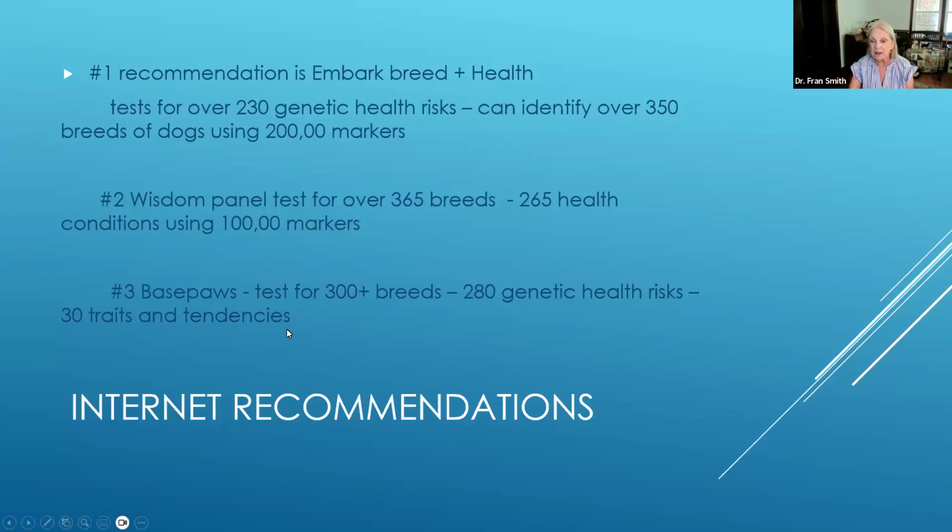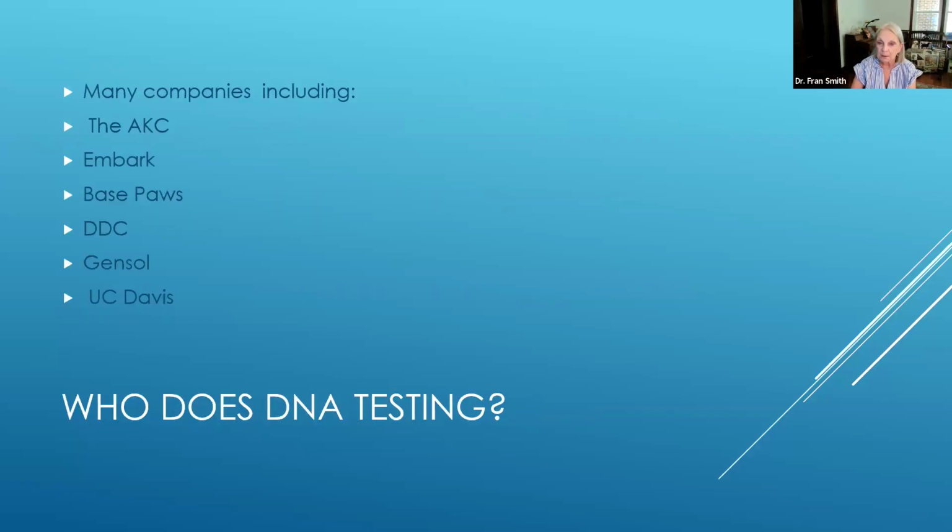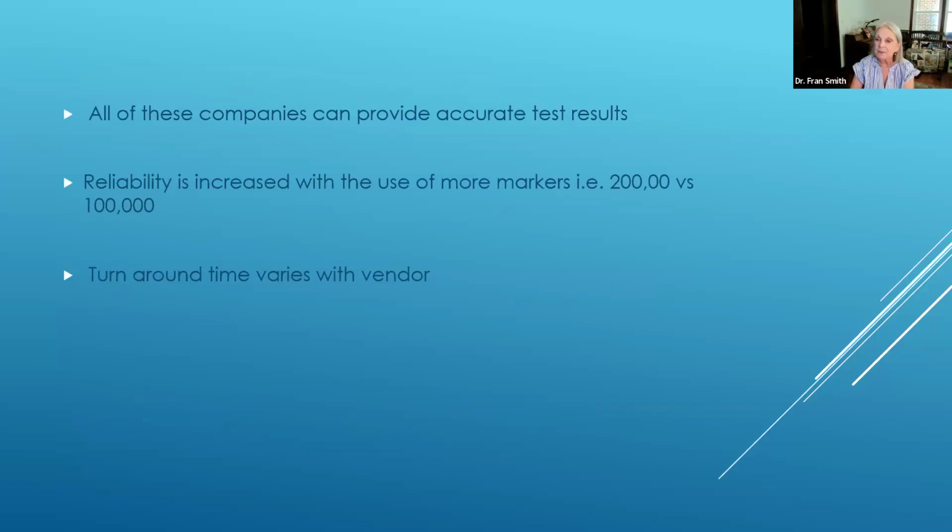Surprisingly, and I feel badly about this, the AKC panel was not listed in the top 10 for any place that I checked. And I think that that's unfortunate because their AKC panel is outstanding and is very broadly applicable. All of these companies are accurate. Your tests are more reliable with more markers. So 200,000 versus 100,000, both AKC and EMBARK have over 200,000 markers. And your turnaround time varies with the vendor.